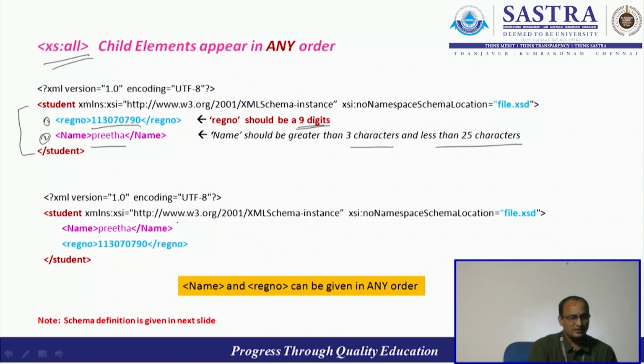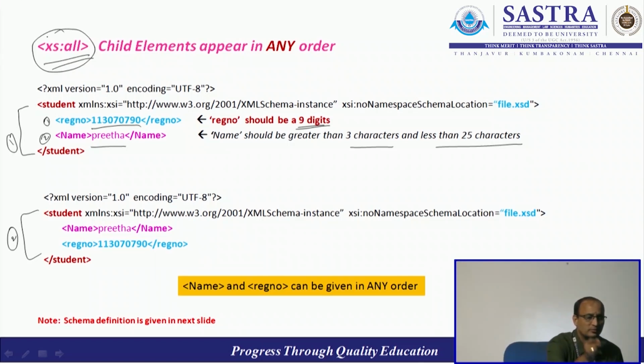Here, the two child elements I can give in any order. That's important. This is one type of document and this is another type of document. Both are valid because this document's structure can be defined with the help of xs:all. This is the topic we have.